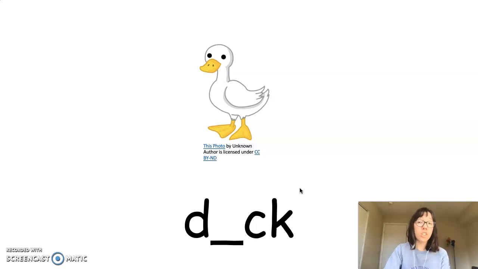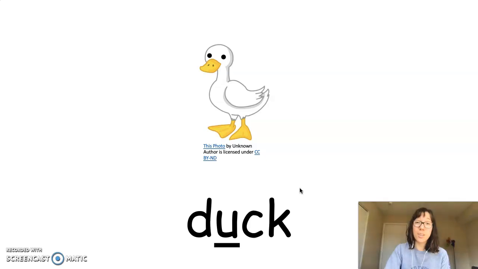What vowel sound did you hear in duck? Did you hear the vowel sound U? If you did, you're right on track. In the word duck, we hear d, k. That middle sound is what we're missing. And is made by U when it's saying its short sound.